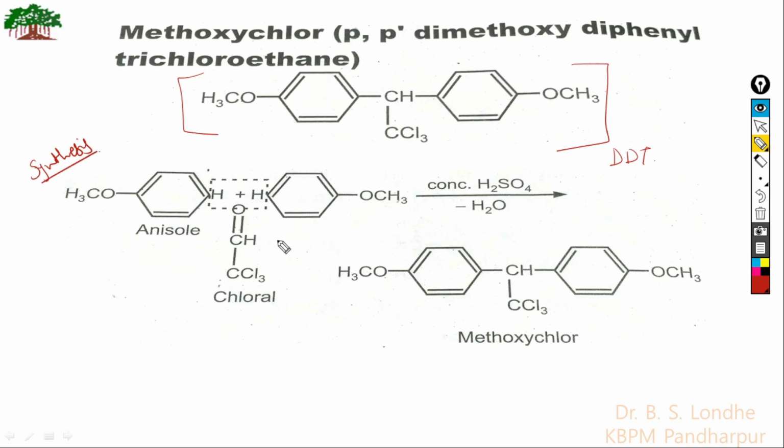It is obtained by condensation of 2 moles of anisole with 1 mole of trichloroacetaldehyde, commonly known as chloral. The condensation reaction takes place in presence of sulfuric acid, and there is the removal of water molecule to give directly methoxychlor. Here the condensation reaction takes place and we get methoxychlor.